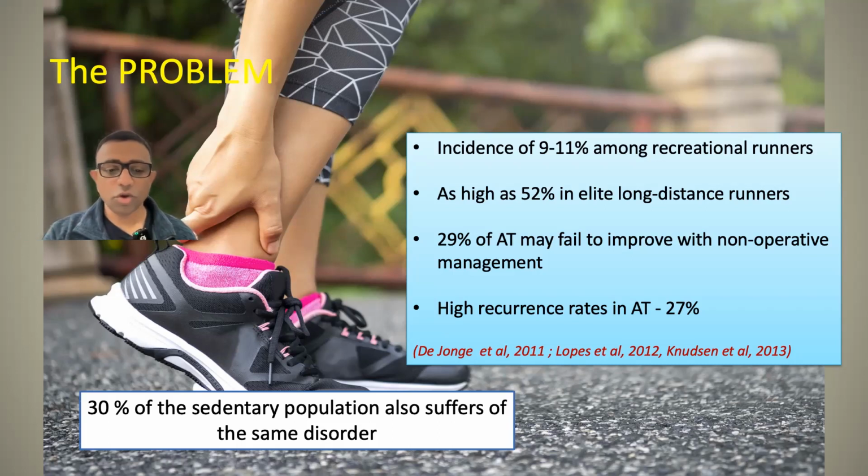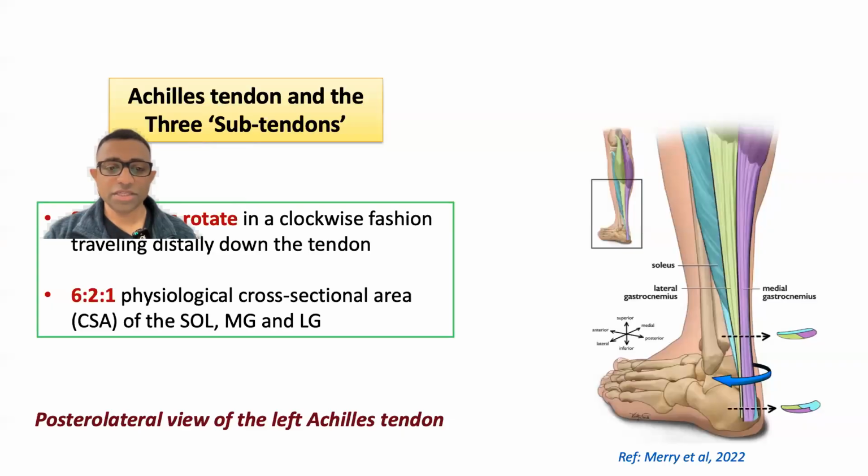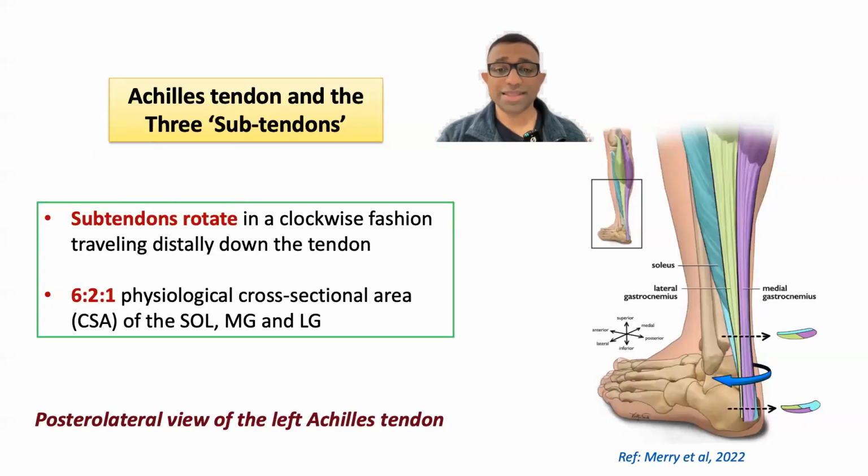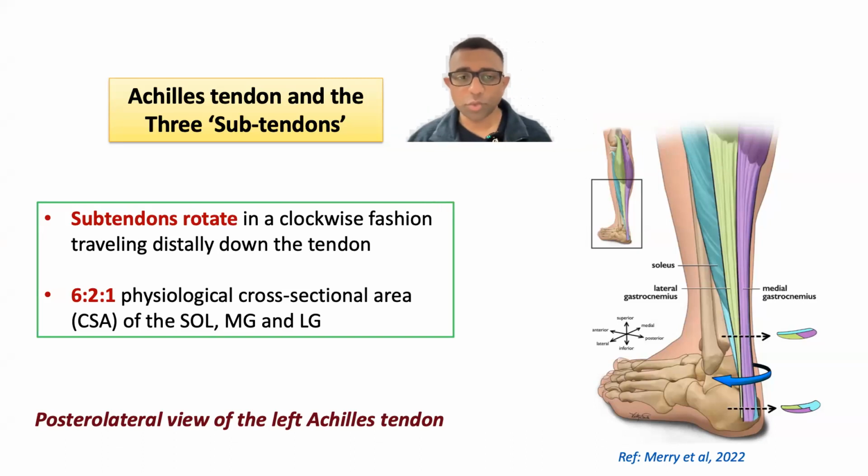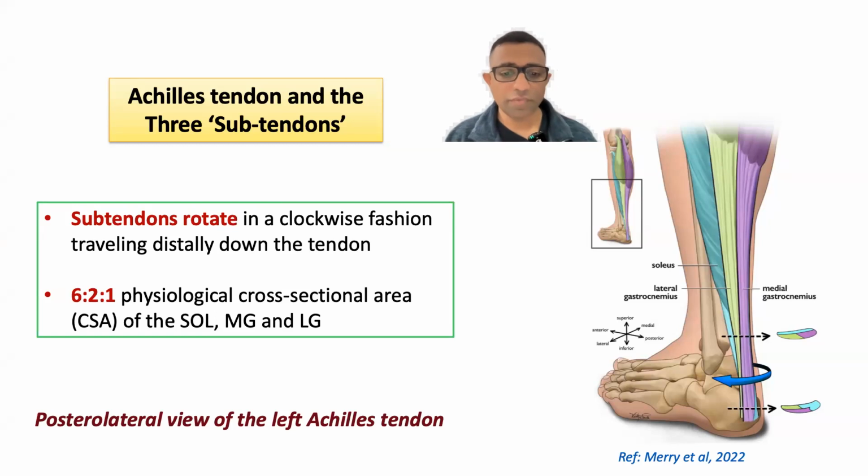Now, a brief look at the anatomy. Although the Achilles is one tendon, which you can see here, it's made of specifically 3 parts. And the soleus is an important element here. If you look at the cross-sectional area, the soleus is 6 times the medial gastroc, 2 and 1. So an important number to remember with the Achilles tendon is 6 to 1. The physiological cross-sectional area is much larger in the soleus. Next is the medial gastroc, and then the lateral gastroc.